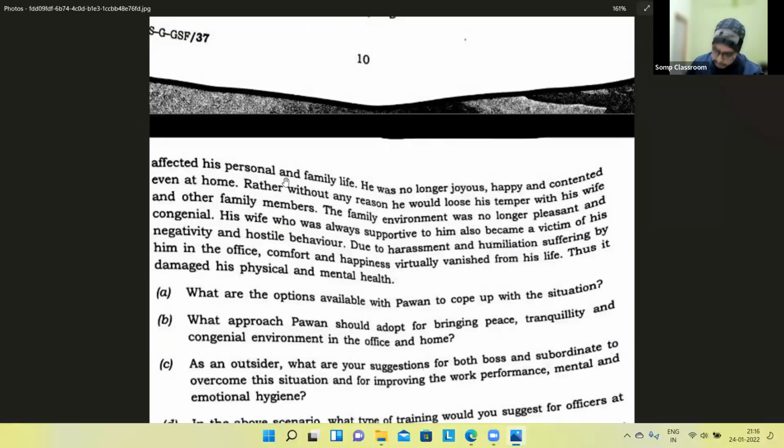What are the options available to the Pawan to cope up with that situation? First option, I've already told you, go with the flow. Time is the best medicine. So what I would have written, heading, options available to the Pawan. First, go with the flow. I will put that in underline or box. Then I will explain.